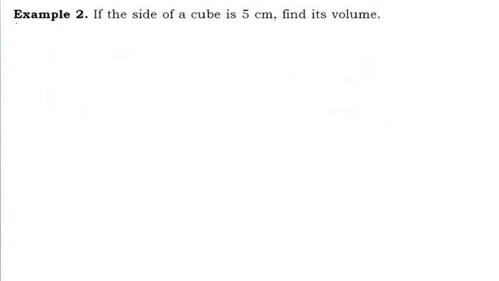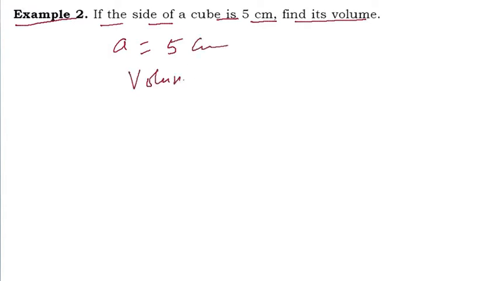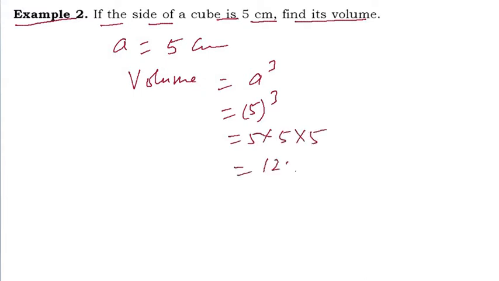Now come to Example number 2. If the side of a cube is 5 centimeter, find its volume. So cube side को हम a से शो करते हैं, that is 5 centimeter. So volume of cube is equal to a cube. So a cube means 5 cube. 5 cube means 5 into 5 into 5, that is 125 centimeter cube. So that is the answer. So you can write here volume of cube.